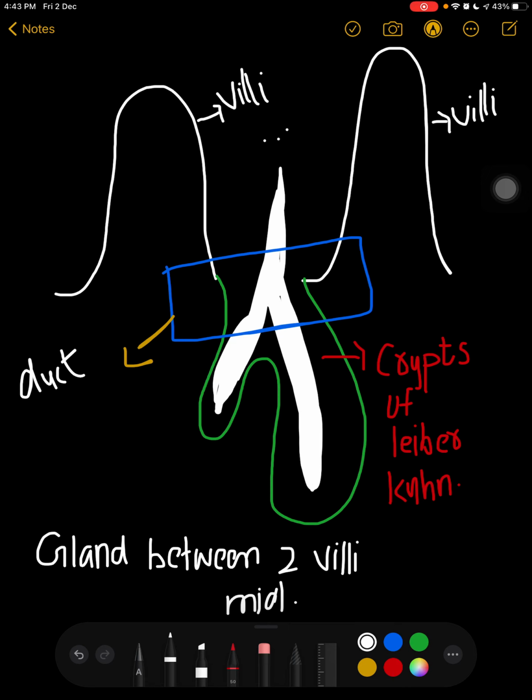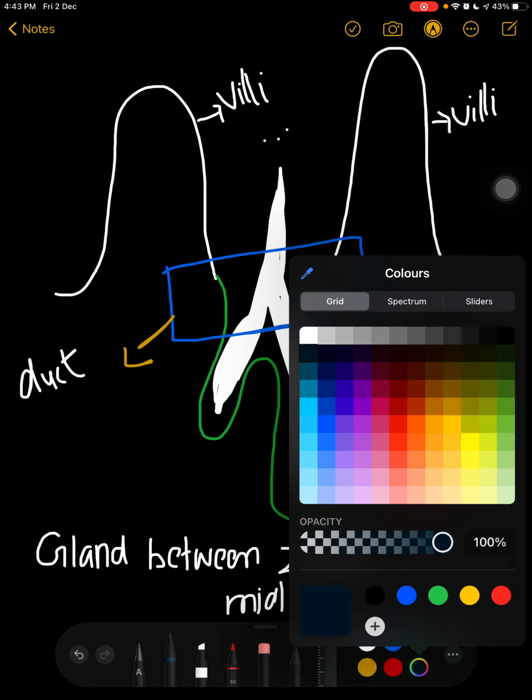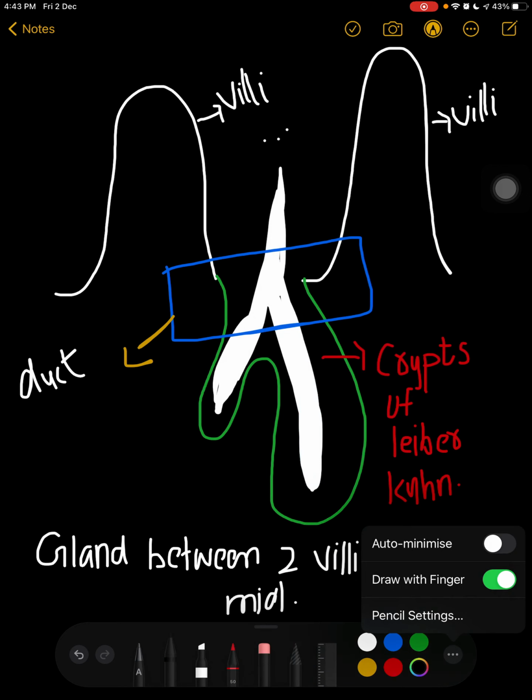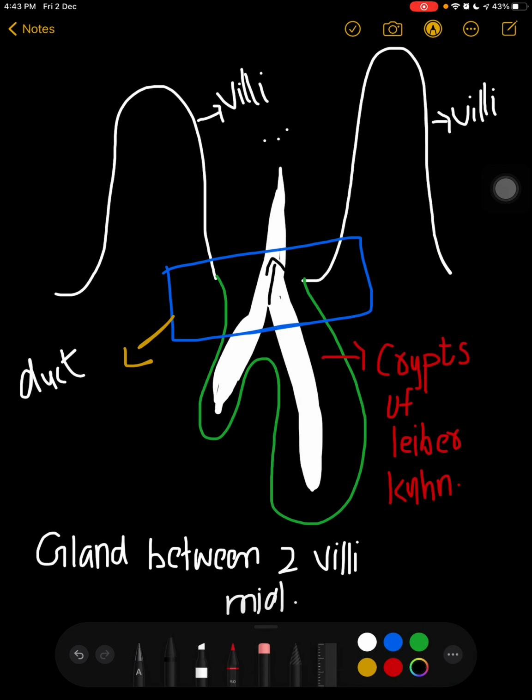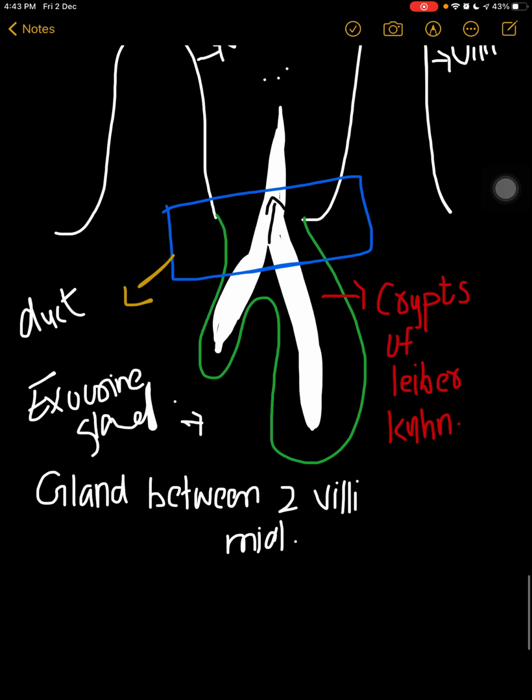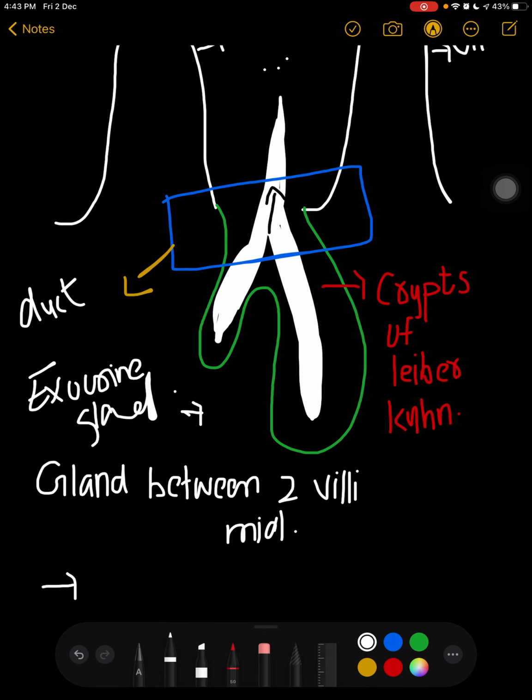So from this duct the secretion is going, right? That's why it is known as a duct, and it is known as an exocrine gland, right? It will release mucus, some hormones, some enzymes. This is an exocrine gland, which means that it will release enzymes. Remember one thing, exocrine glands almost always release enzymes, right?